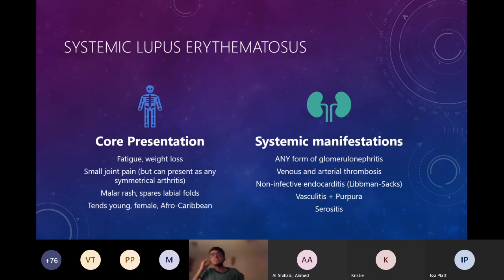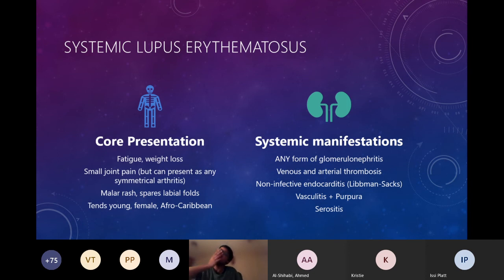But yeah, there's loads of systemic manifestations of lupus. It can cause any form of glomerulonephritis, so it can cause a nephrotic syndrome, a nephritic syndrome, and I think also interstitial nephritis. It causes havoc in the kidneys. It can cause arterial and venous thrombosis. It can cause a non-infective endocarditis, which is niche knowledge again. It can also cause secondary vasculitis, and it can cause serositis.